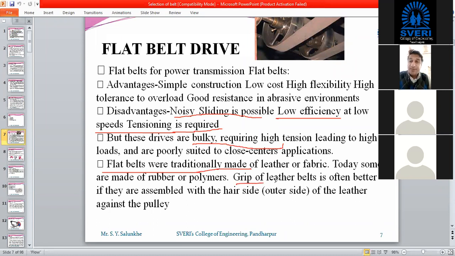But if you compare with leather, leather gives a good grip over the rubber, and it is also durable. That means it can be used for a long time, because leather is a durable material, and there is very little environmental effect on leather. So we cannot use it in a humid atmosphere, but in the rest of the places, leather is the better one.